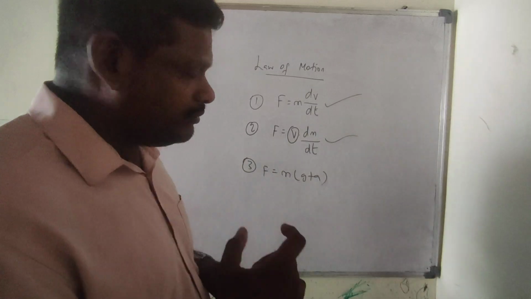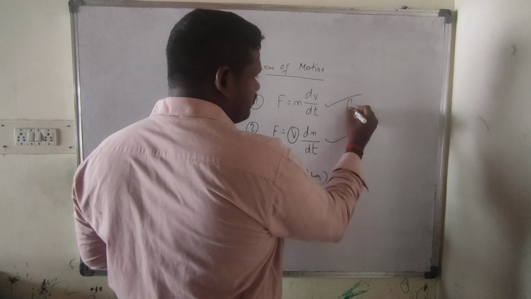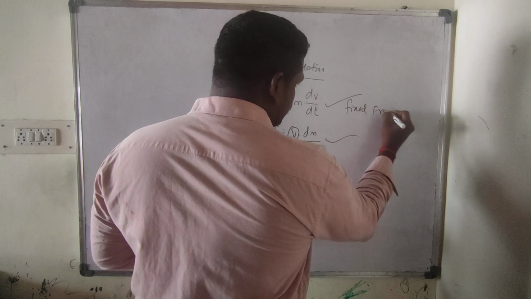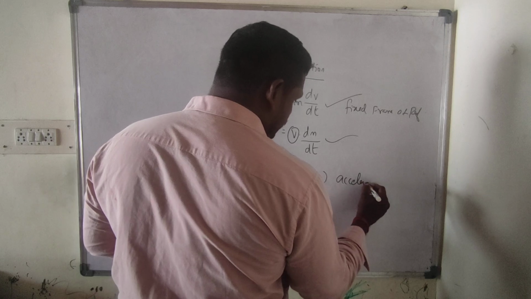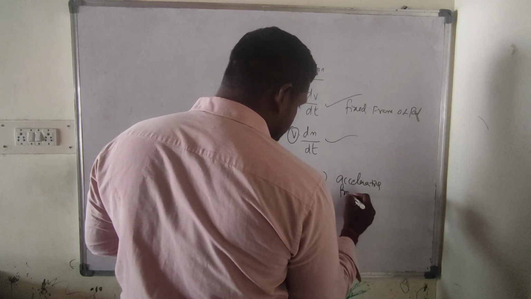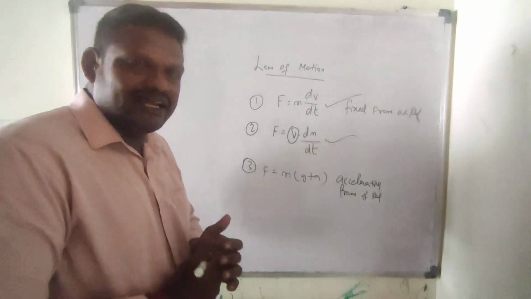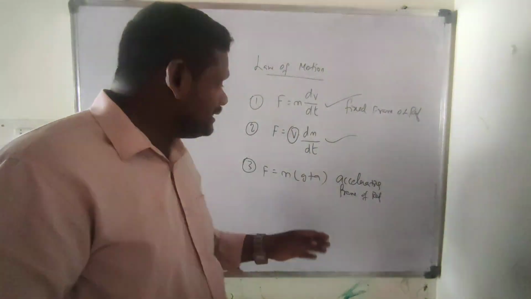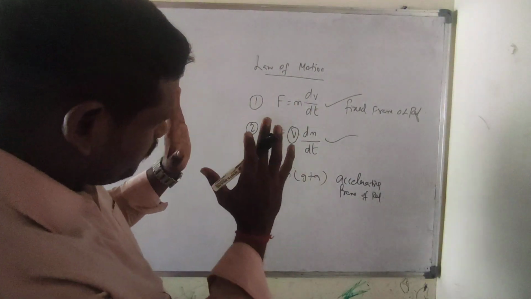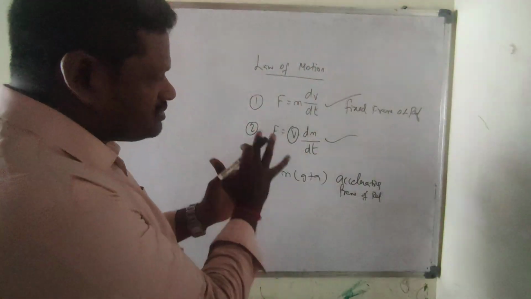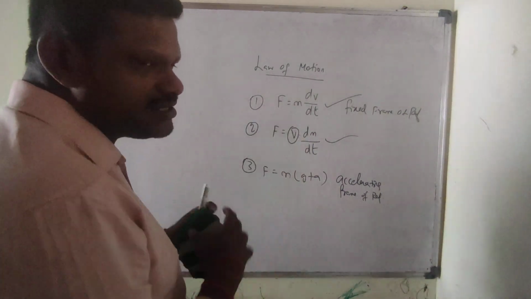And the third one, F is equal to m into g plus a. This formula applies when the frame of reference is an accelerating frame of reference, for example a lift or elevator moving upwards or downwards. That time you can use this formula. I can differentiate like this. So these are the initial framing of the formulas. There are three major different formulas here, and there is a small difference between them. That's all.